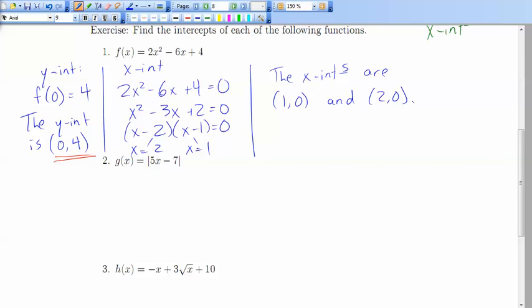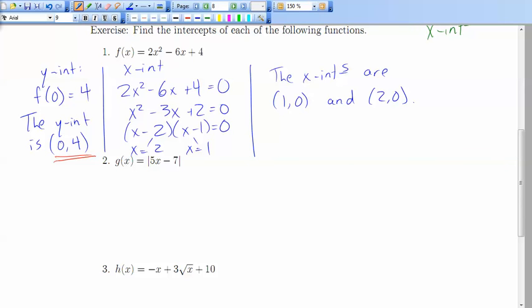Now if I move on to my next function, we've got an absolute value function. What those absolute value bars mean is: whatever is in between them, whenever it evaluates to a negative number, then change the sign and make it positive. If what's inside them evaluates to a non-negative result, then just leave it alone.